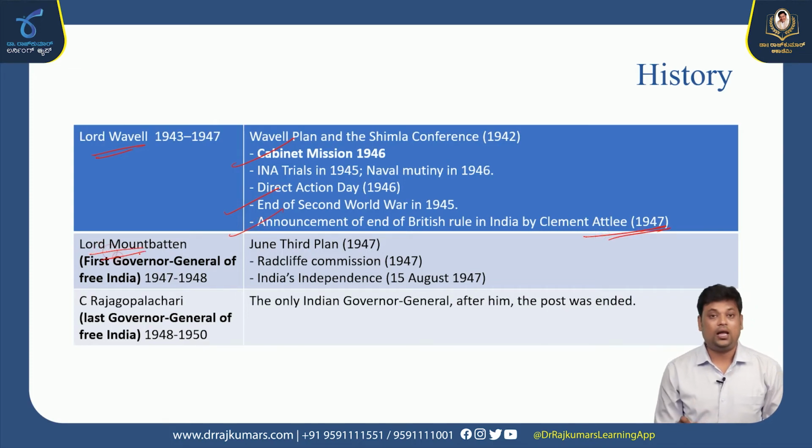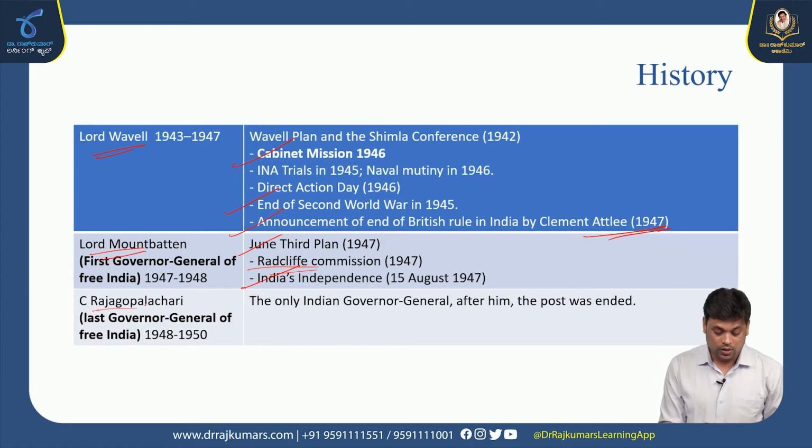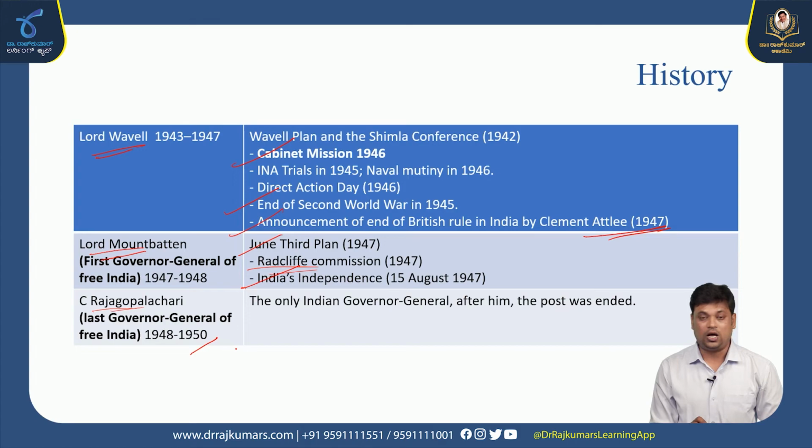Lord Mountbatten is the last Viceroy of India. He came up with the June 3rd Plan and also the appointment of the Radcliffe Commission to draw a boundary between India and Pakistan, and the Indian Independence Act of 1947 was passed. The last Governor General of free India, that is after independence, 1948 to 1950, was C. Rajagopalachari. During the time of our independence, the Governor General post was with Lord Mountbatten only, but in 1948 it was given to an Indian, and after 1950 this particular post was ended.